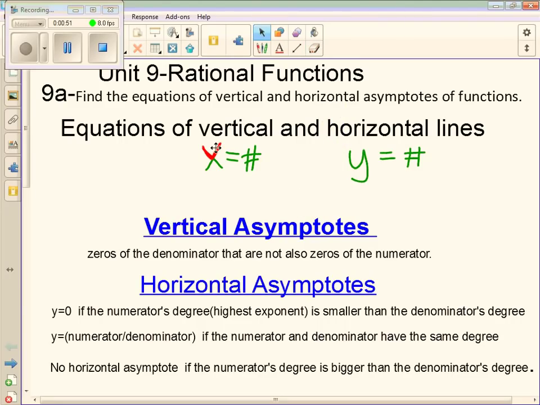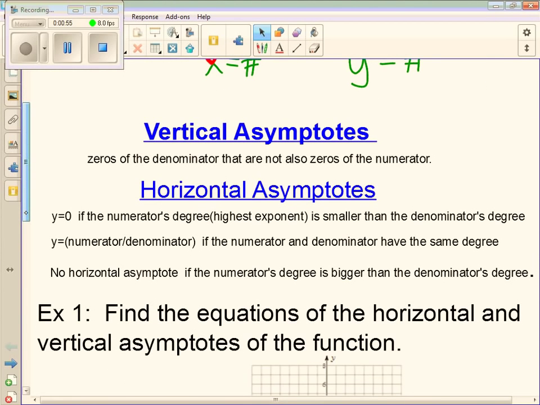Anyways, moving on. Things we need to know: how to find the vertical asymptote is the zeros of the denominator that are not also the zeros of the numerator. This may not make sense right now, but when we get into the problems, hopefully it starts making sense.